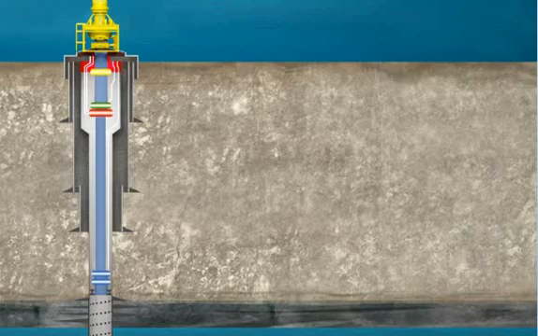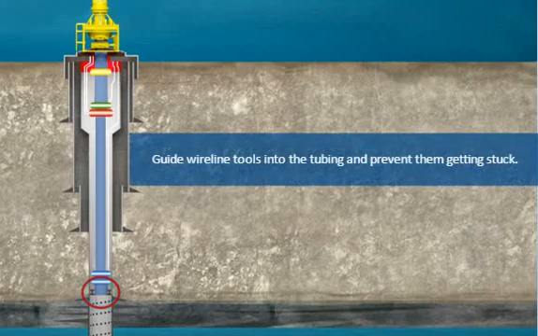The wireline entry guide is installed at the lower end of the tubing. Its purpose is to guide wireline tools into the tubing and prevent them getting stuck.